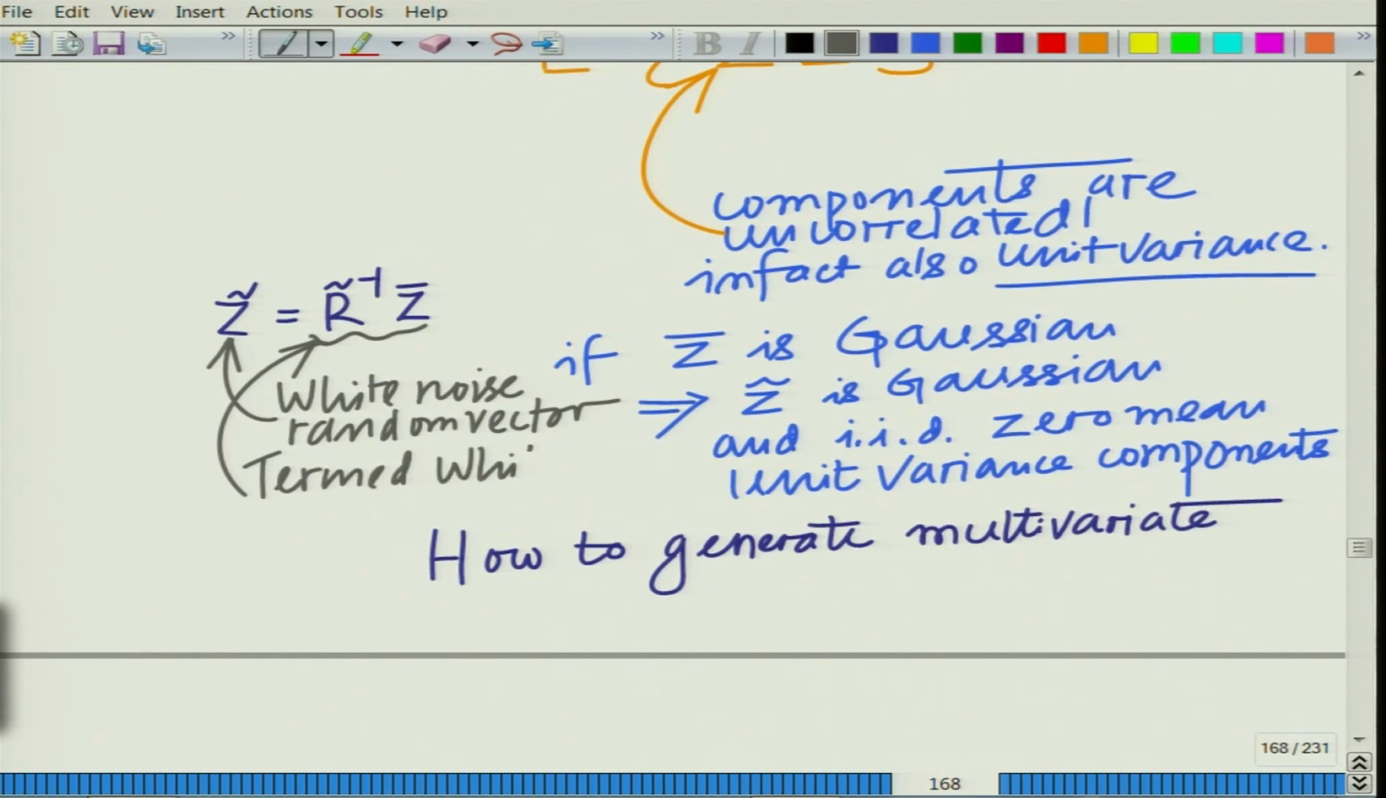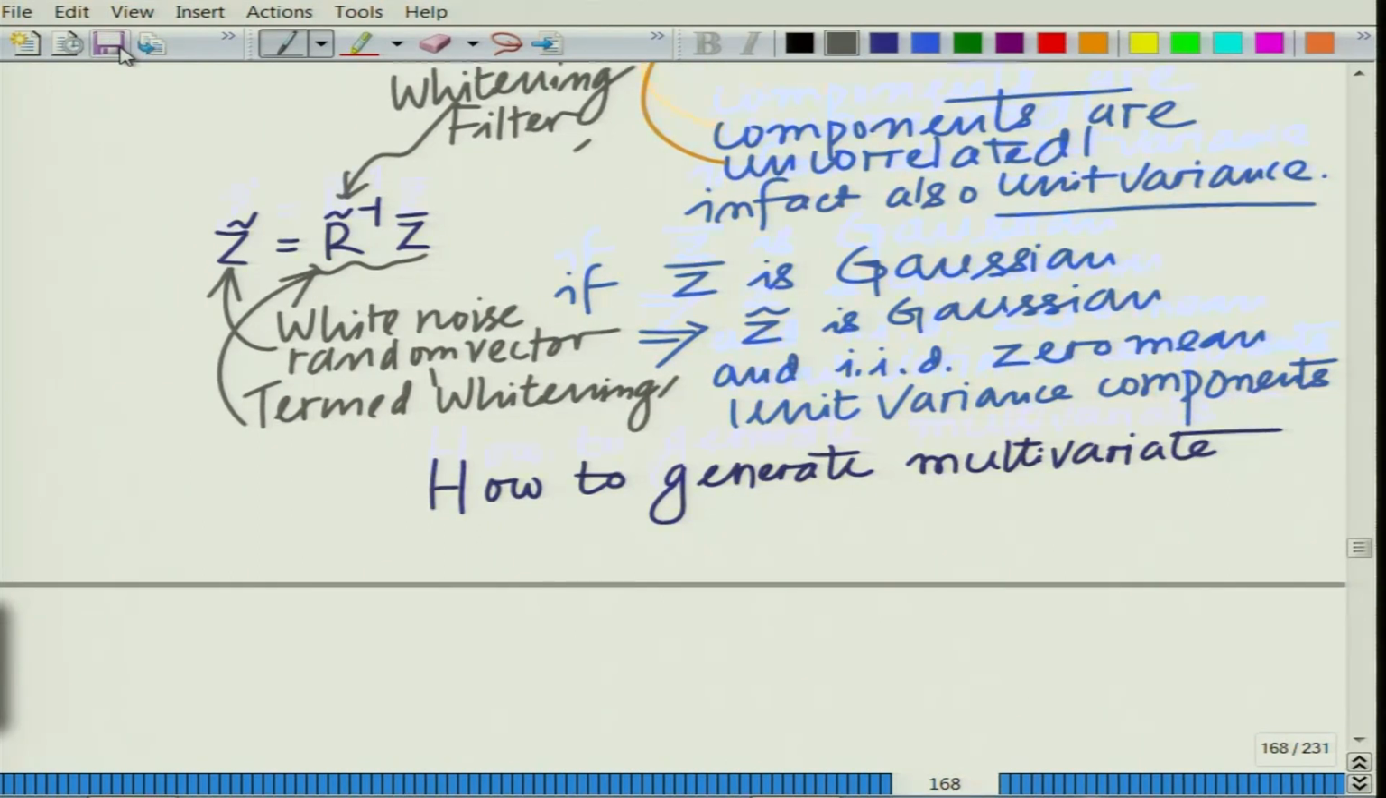This is termed as whitening, and in fact, this R tilde inverse is termed as the whitening filter. This process, R tilde inverse, is termed as a whitening filter.